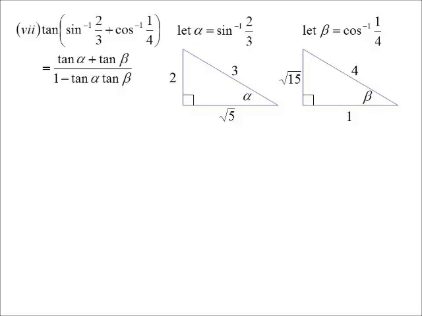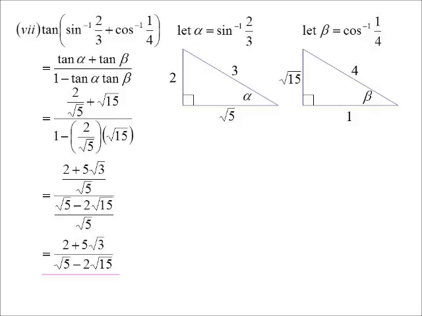Tan of alpha plus beta is, of course, tan plus tan on 1 minus tan tan. Let's substitute in our ratio from our triangle. Multiply top and bottom by root 5, tidy that up a bit. Eventually we get there. There it is, 2 plus 5 roots. I didn't bother rationalising the denominator on that one.